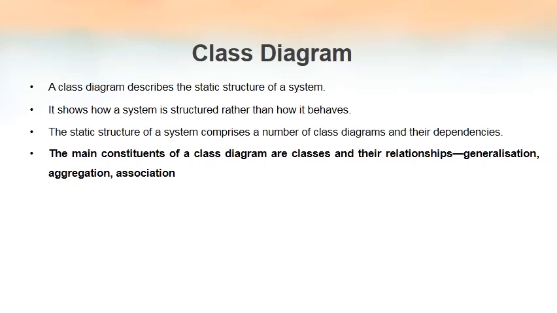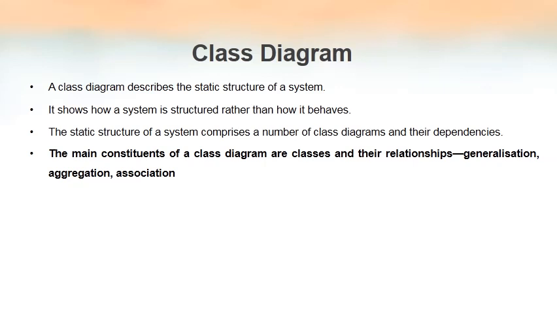So class diagram, as the name indicates, describes a system in terms of classes. A class diagram always represents the static structure of a system. So when we draw a class diagram, it will not show how the system behaves, or how the user is interacting with the system, like a use case diagram. We will be describing only the different components of the system, in terms of so many classes.